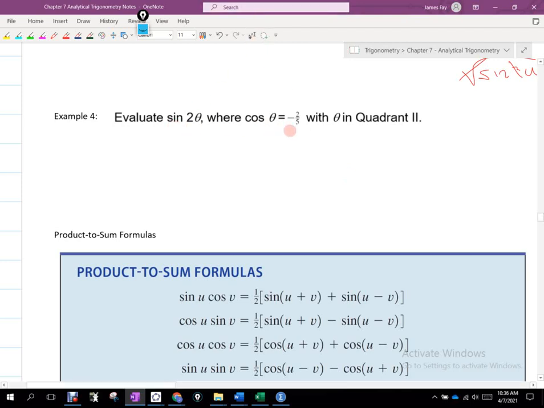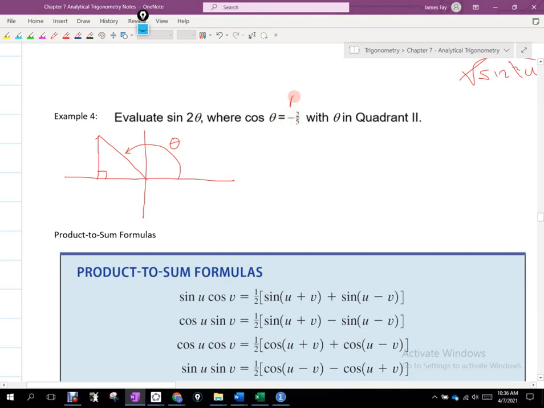Okay? So we have theta being a second quadrant angle. I'm just going to draw my picture. Theta is going to stop in the second quadrant. So there's my terminal ray. I'm going to draw my right triangle like we always do. Now it says cosine is negative 2/5. I know that's hard to see on the board, but it's negative 2/5.